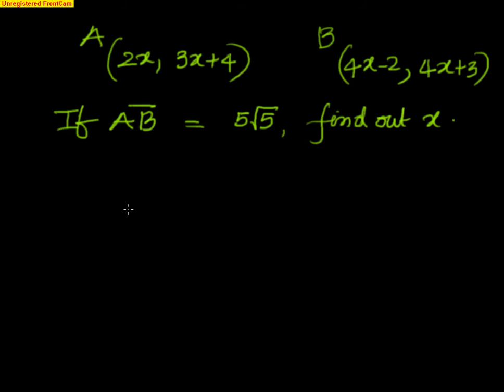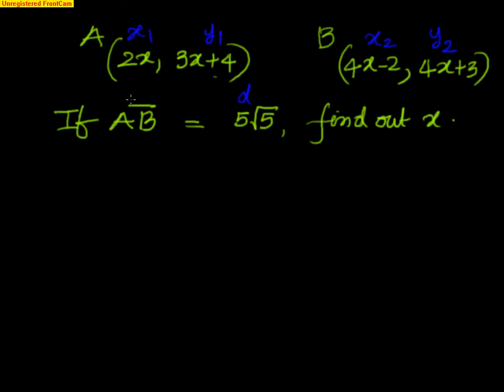You can pause the video and try this sum. You have been given 2 points, so you know x1, y1, x2, y2. You know the formula to find out the distance. The distance is given as 5 root 5. So you can substitute the values of x1, y1, x2, y2 in the equation and you can find the value of x. You can pause the video and try it, and I am about to solve that. So these are the values of x1, y1, x2, y2.